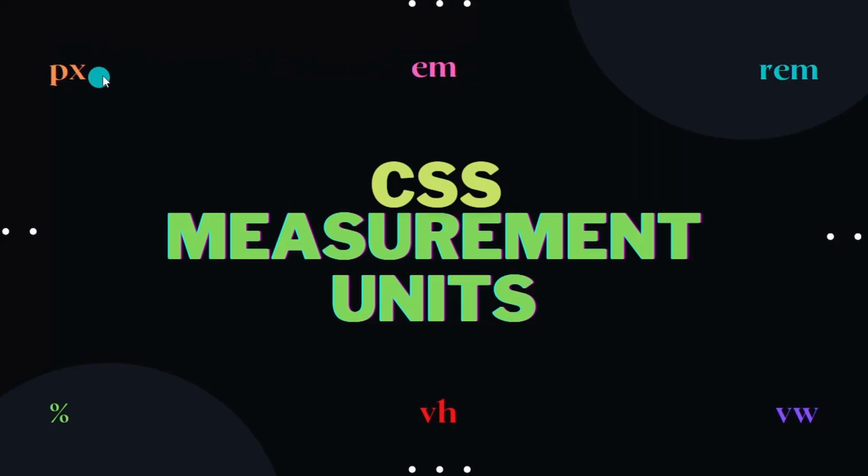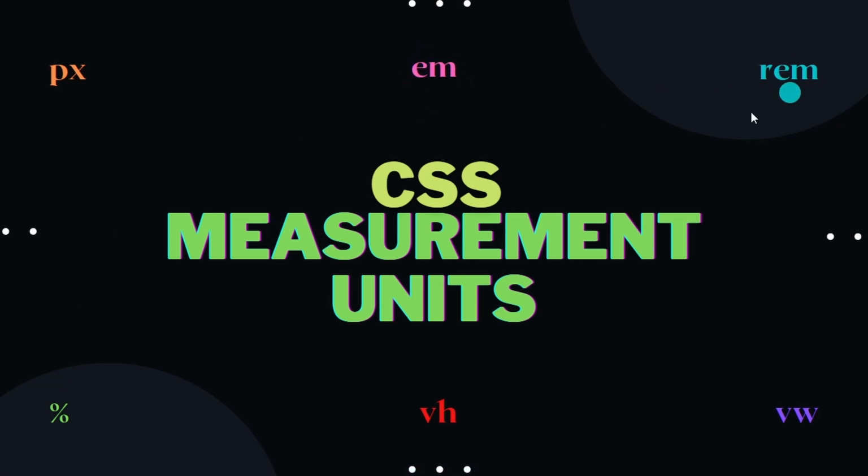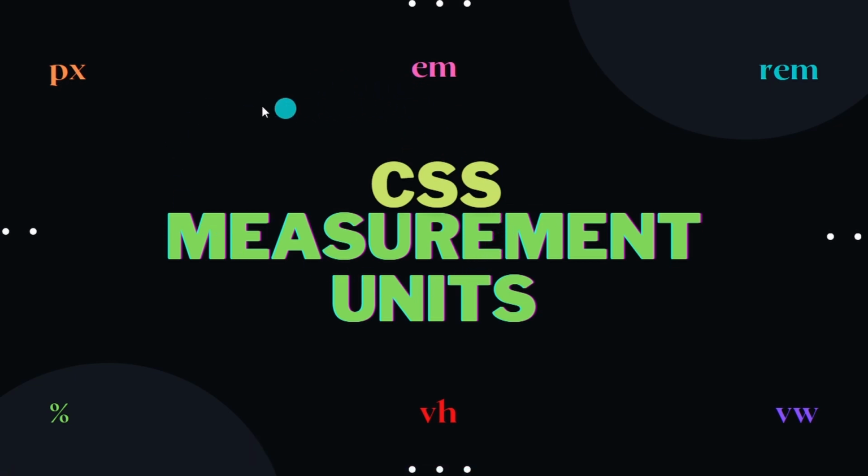Many HTML elements have their lengths and sizes specified using CSS measurement units. You may have come across the pixel and percentage measurement units, and there exist other measurement units such as the EM, the REM, the VH, and VW. So you'll be wondering, why all these measurement units? What's the difference between them? And when should I use one over the other? Well, I've got all that demystified in this tutorial.